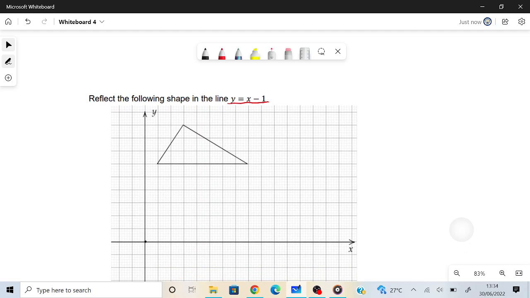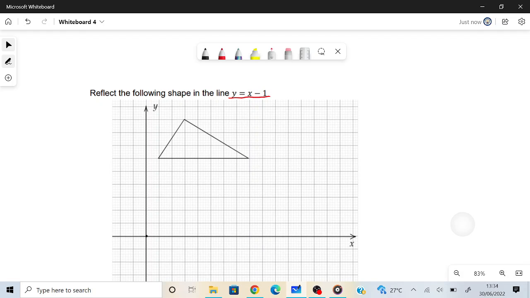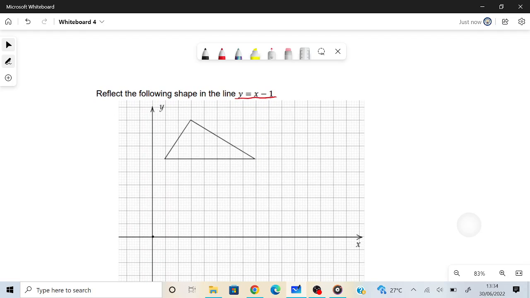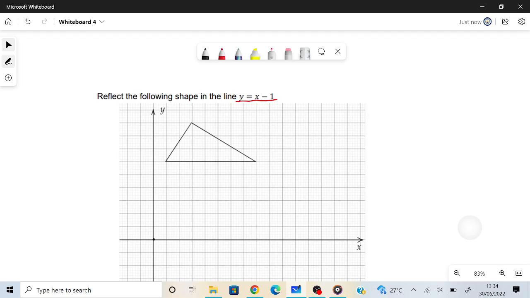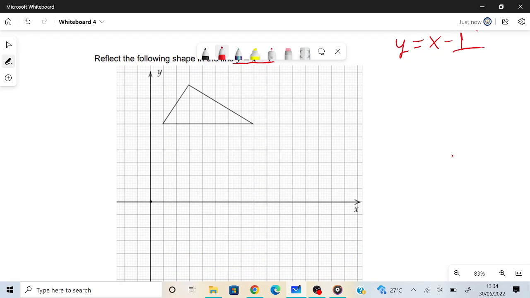Now, before I start attempting this question, if you have not watched my video on drawing straight line graphs, you may want to do so, because this question will be made a lot easier if you know how it is written. Now we know y equals x minus 1 can be compared to y equals mx plus c, where c is your y-intercept, that's minus 1. So let's go to the graph and get minus 1, that's minus 1 here.